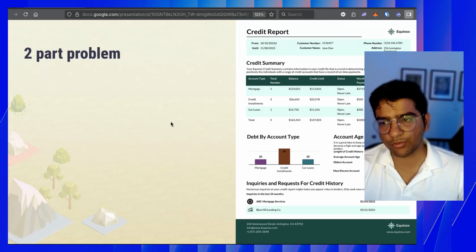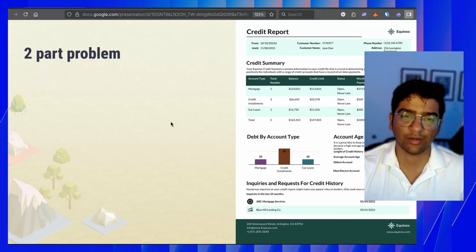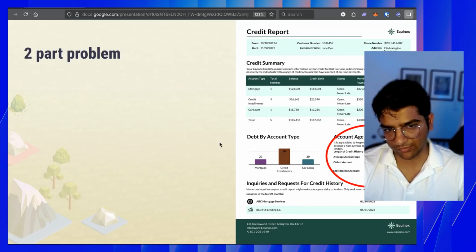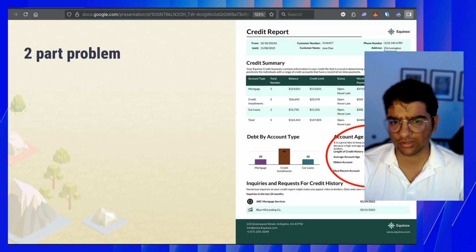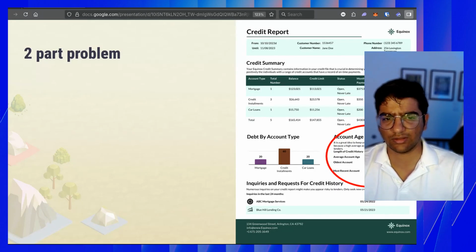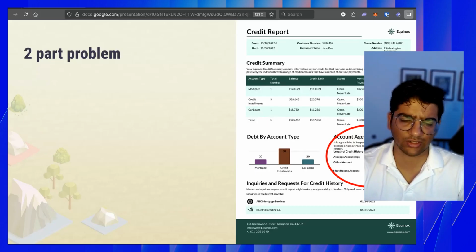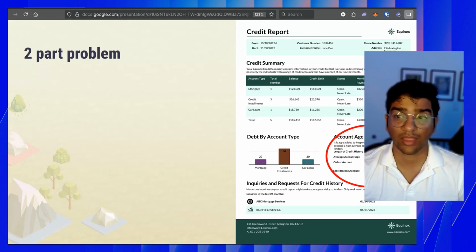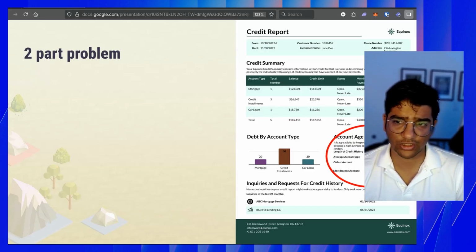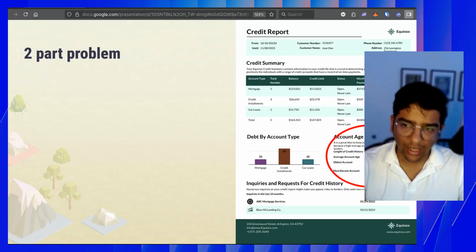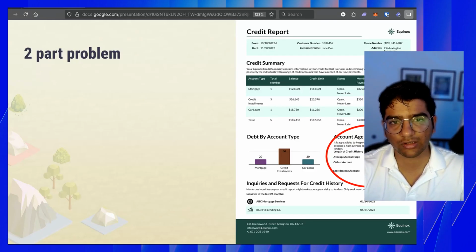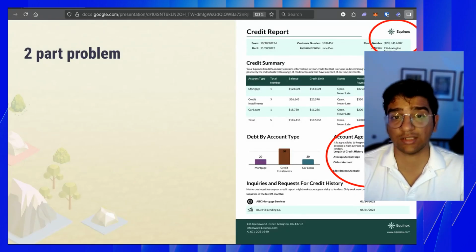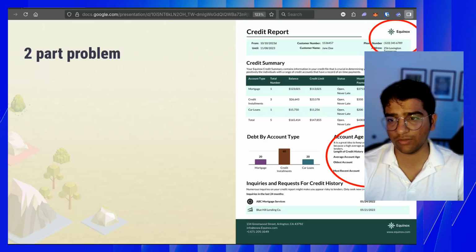So the authenticity problem actually consists of two parts. The first one is the information that exists on the document itself. In this case, if it's a financial document, your credit history, your financial transaction history, all of that is the data that is being shared via this document. And the other thing that is super important on this document is the logo on the top right, which is who has issued this information.